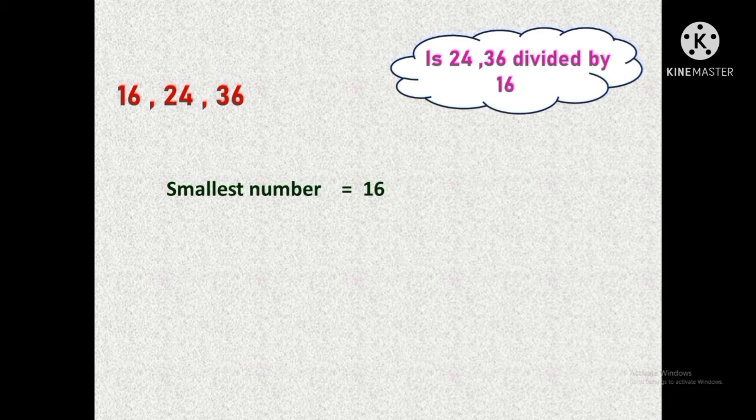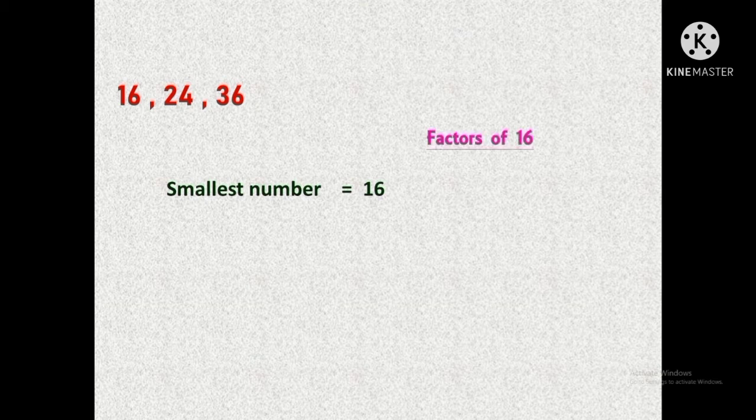So in this case we have to find the factors of 16. The factors of 16 are very easy: 16, 1, 8, 2 and 4. Let us arrange the numbers in descending order: 16, 8, 4, 2 and 1. Next we have to find which number in the factors divides the rest of the numbers. Let us skip 16 and move on to 8. Now we have to find whether the numbers 24 and 36 are divided by 8.